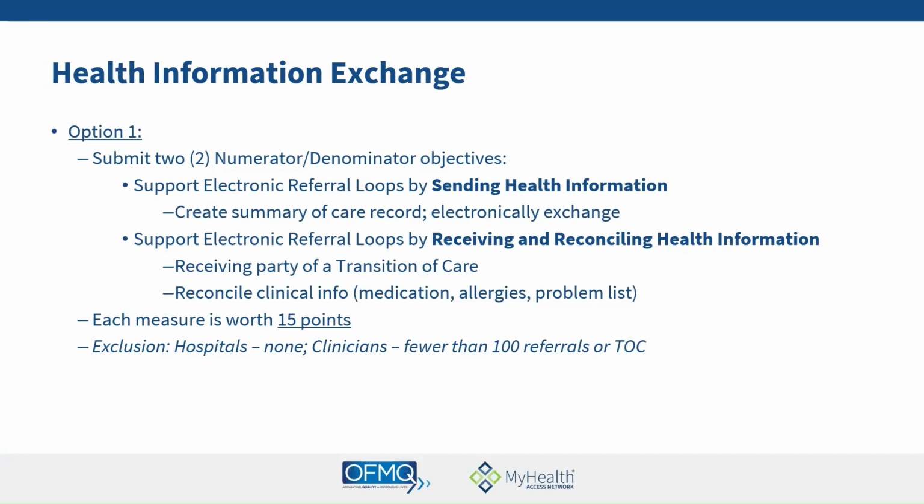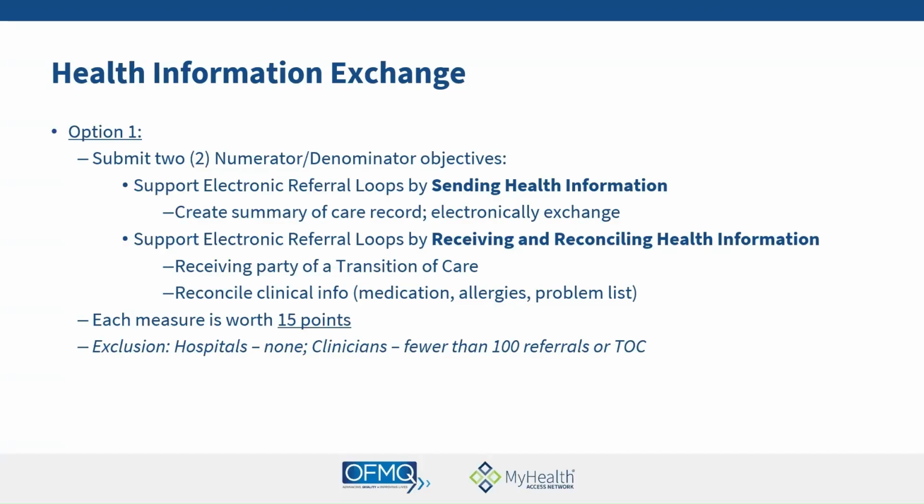This option one is the only one where you have to submit numerator and denominator data. So if you choose option one, you will pull these reports out of your EHR. You'll send a separate numerator and denominator for each objective. And each of those individual measures is worth 15 points for a total of 30 points across the objective. There's no exclusions for hospitals on this, so you have to report this measure.